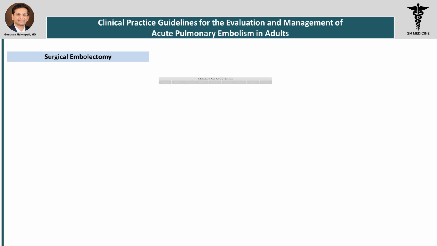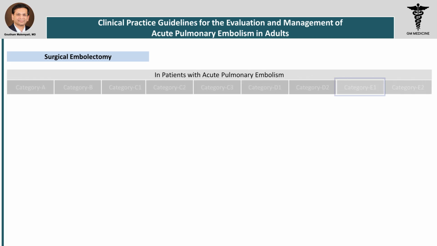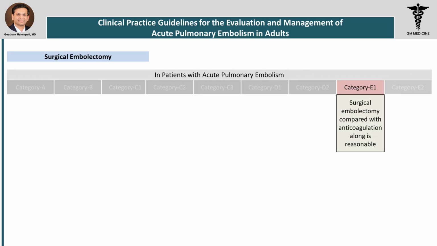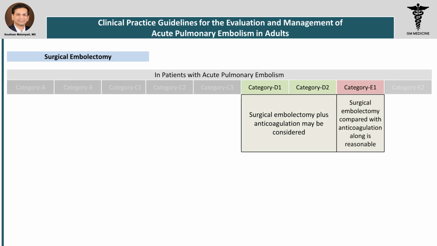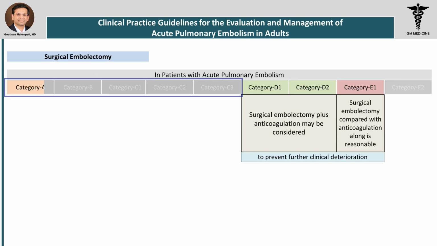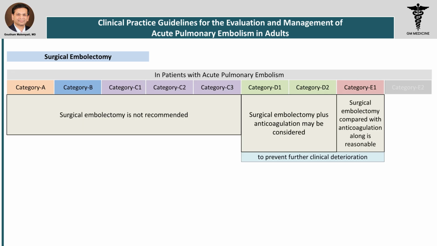Surgical embolectomy. In patients with acute pulmonary embolism, category E1, surgical embolectomy compared with anticoagulation alone is reasonable, and categories D1, D2, surgical embolectomy plus anticoagulation may be considered to prevent further clinical deterioration. In patients with acute pulmonary embolism, categories A through C3, surgical embolectomy is not recommended.